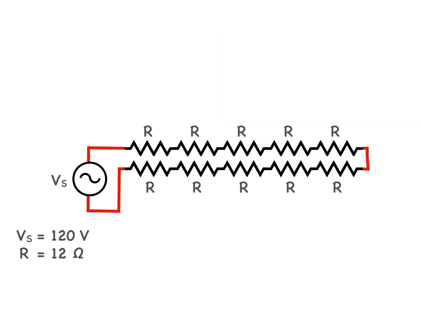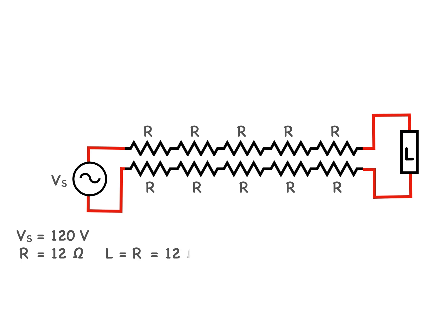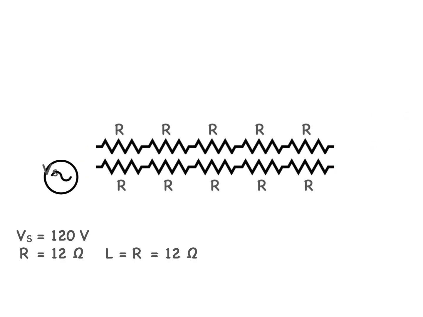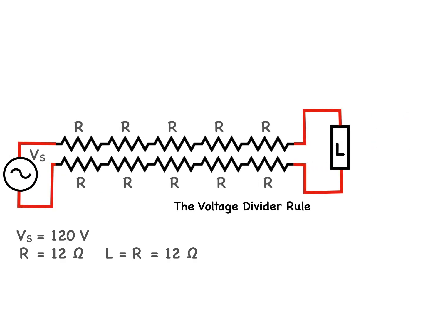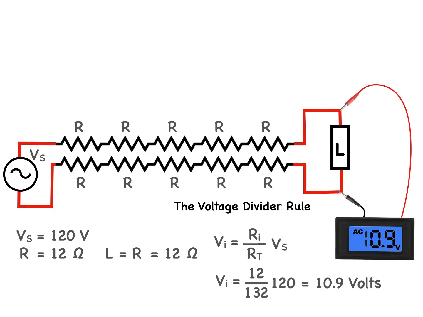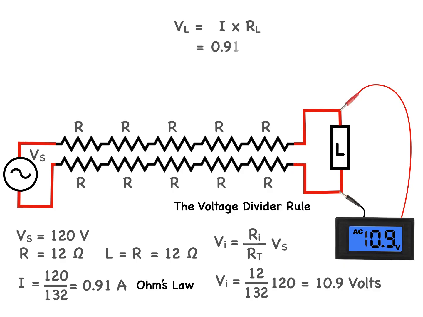Now, let's add a load in the middle of the series circuit, like this, and in order to just keep things simple, let's have that load resistance equal 12 ohms. Using the voltage divider rule, we can quickly discern the voltage drop across the load, which is 10.9 volts. We can easily check that using Ohm's law and come up with the same answer of 10.9 volts.